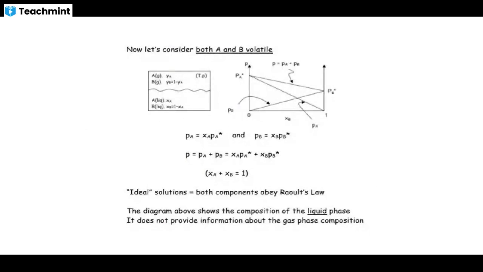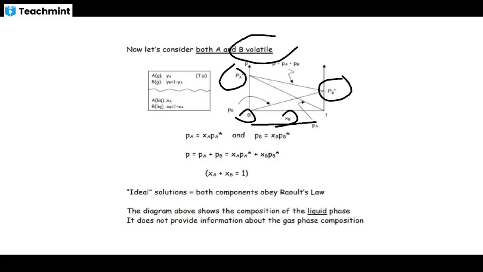Now consider that both A and B are volatile. When Xb equals 0, the mole fraction is 0, so there is no B, and Pb is 0. When Xb increases, the partial pressure of A decreases, but the partial pressure of B increases. Pb is the pressure due to B. Because now B is also volatile, B's concentration also increases in the gas phase.